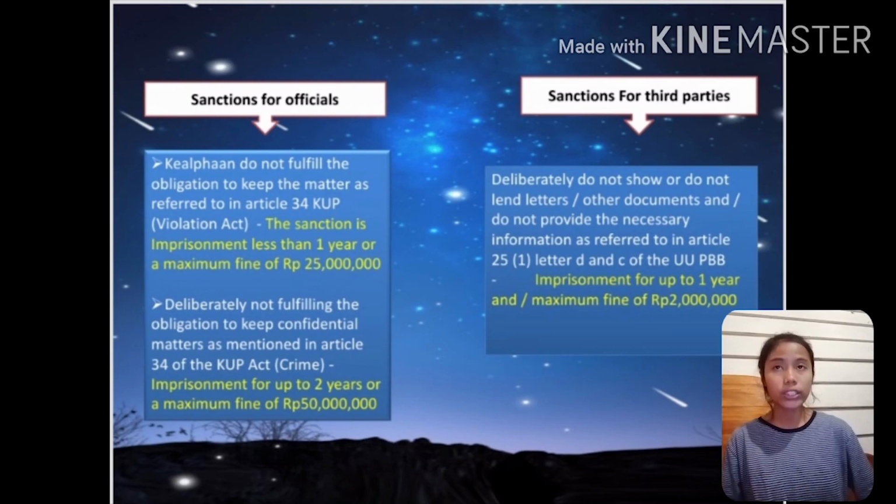Okay, the last is sanction for the third parties. The crime act is deliberately not showing or not lending letters or other documents and not providing the necessary information as referred to in Article 25 Ayat 1 letter D and C of Undang-Undang PBB. The sanction is imprisonment for up to 1 year and a maximum fine of 2 million rupiahs.